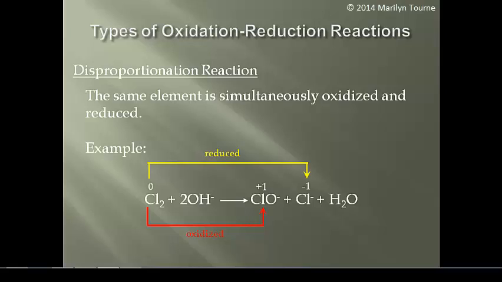One thing to note is that the element that's being oxidized and reduced would be an element that can have at least 3 oxidation states. So chlorine can be part of a disproportionation reaction because it has more than 3 oxidation states, and nitrogen would also be something that could be in a disproportionation reaction.